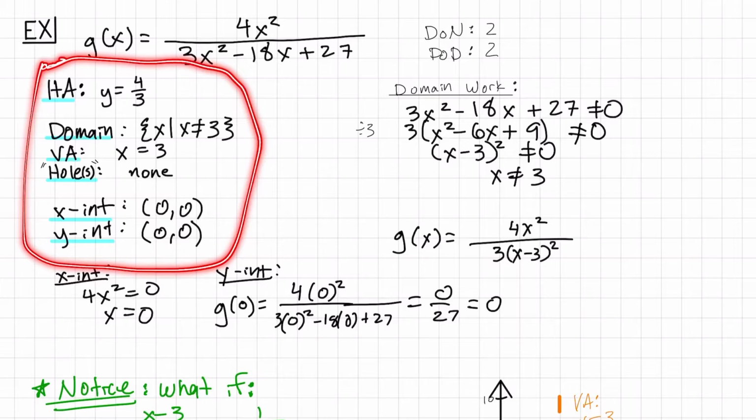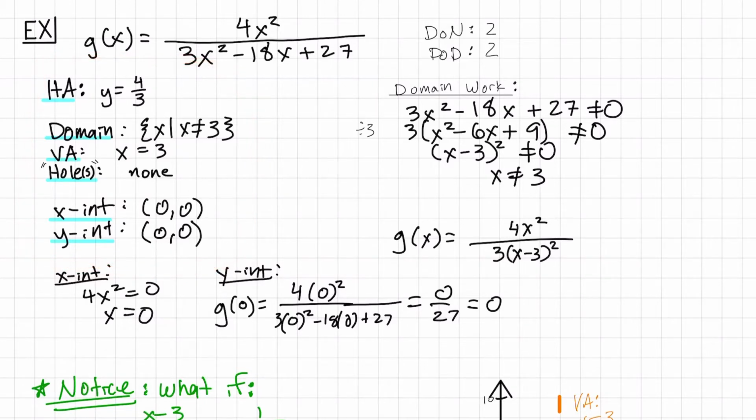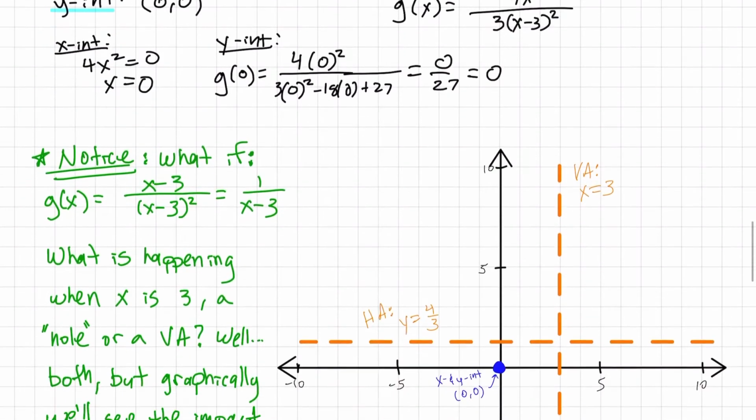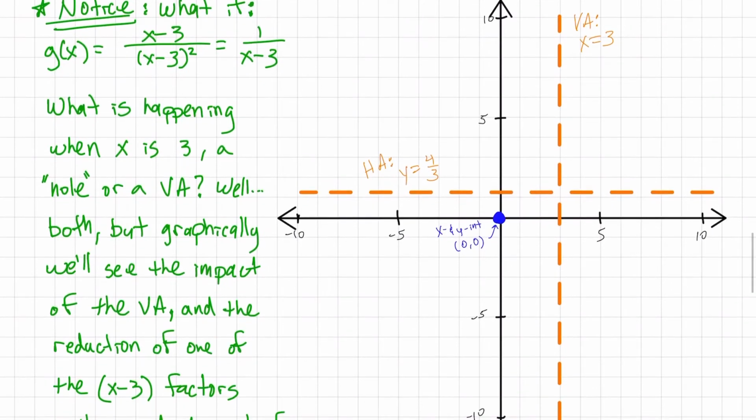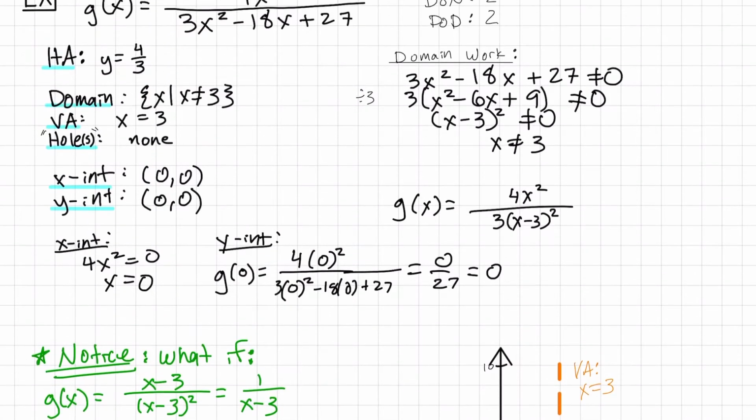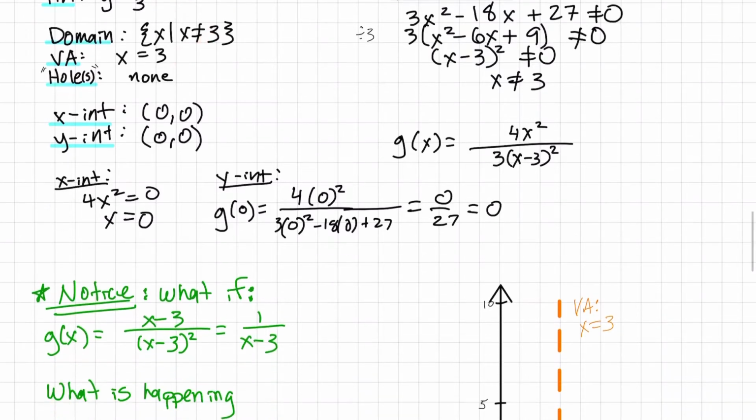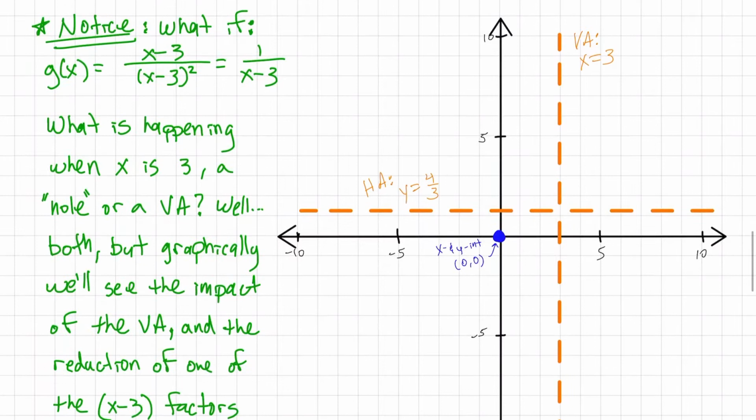And next lecture, we'll literally just pick a few dots and connect the dots. But today, let's just put our information on the graph. So in terms of points, I really only have this one point at (0, 0), and we have our vertical asymptote at x equals 3, horizontal one at y equals 4/3. So here's my horizontal asymptote at y equals 4/3. And here's my vertical asymptote at x equals 3. And then we have our x and y-intercept right here.